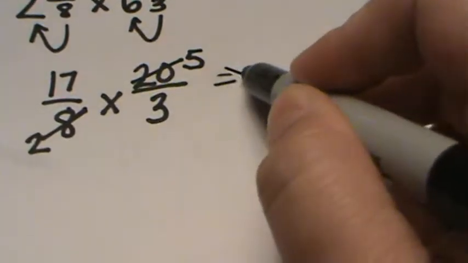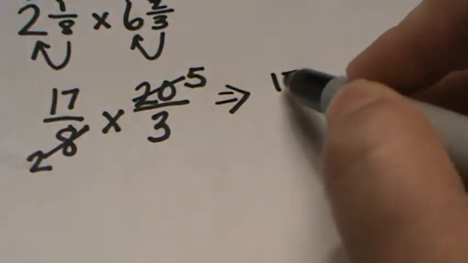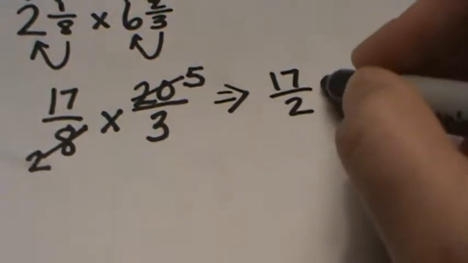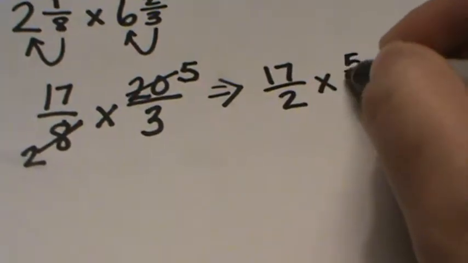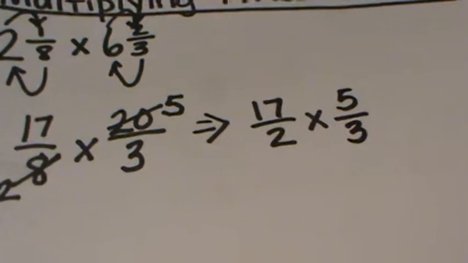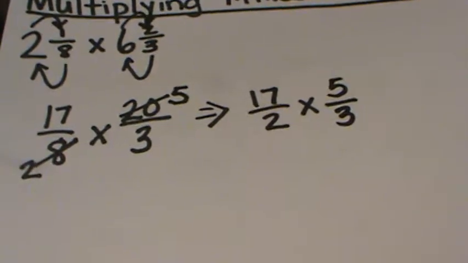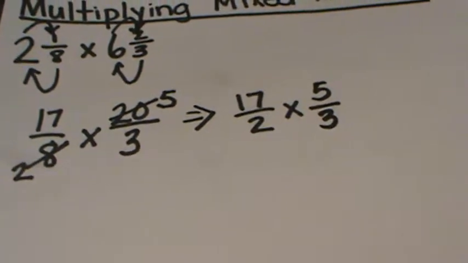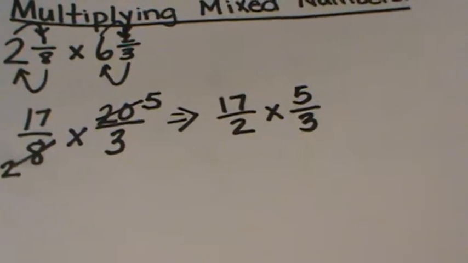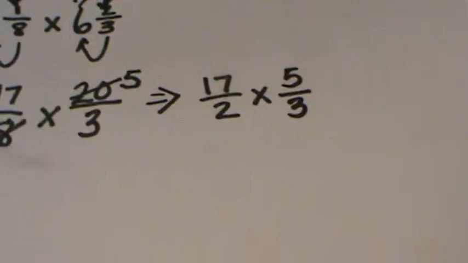We can rewrite 17/2 times 5/3. Now, should there have been another pair of numerators and denominators that had a common factor, we could have simplified again, but in this case, we're done at this point.